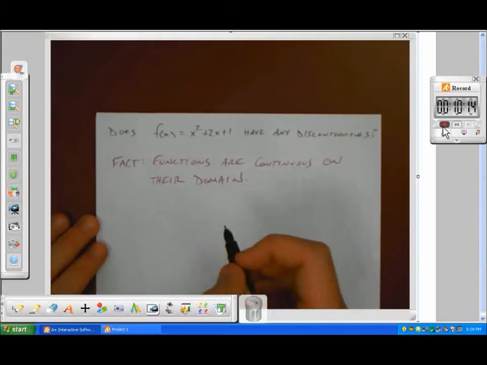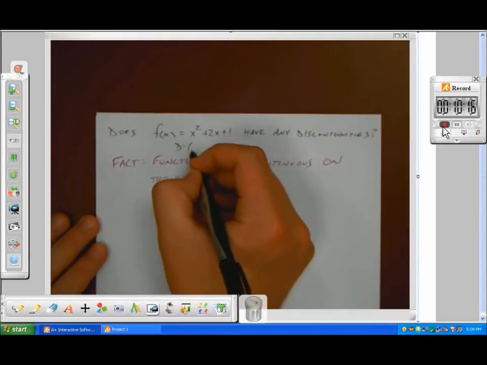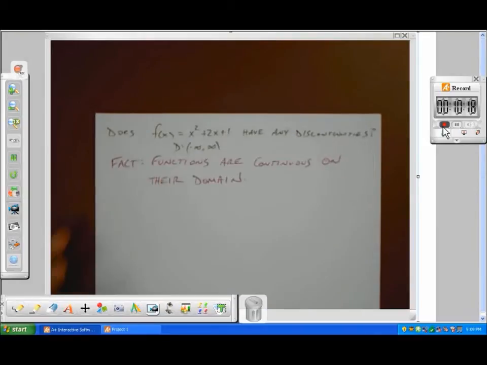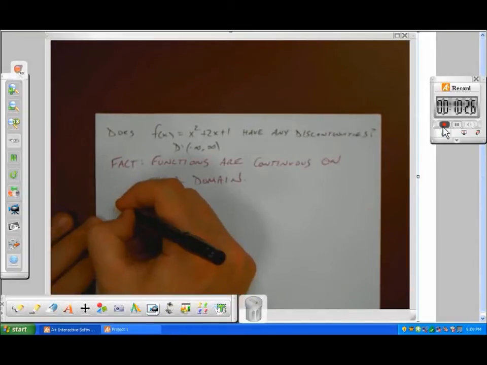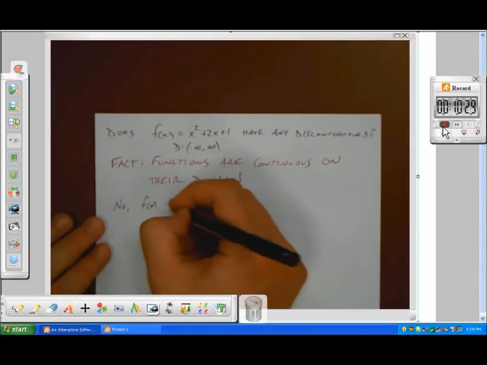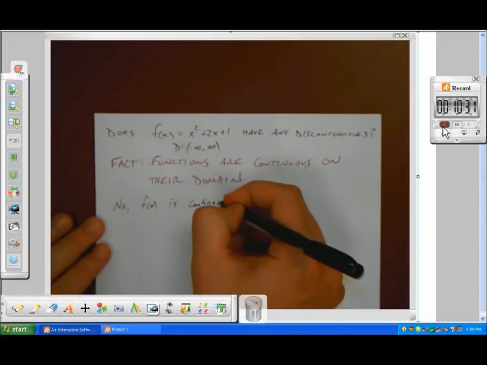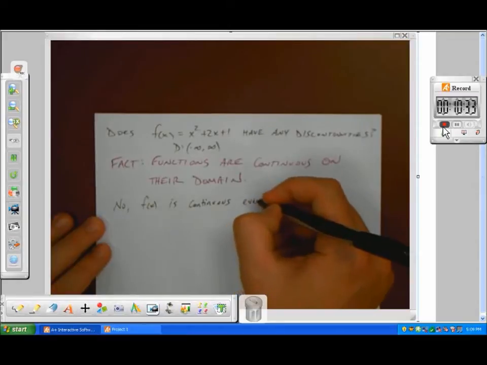The domain for this function is from negative infinity to infinity, which means that f of x is continuous from negative infinity to infinity. There are no discontinuities. So the answer would be no. F of x is continuous everywhere.